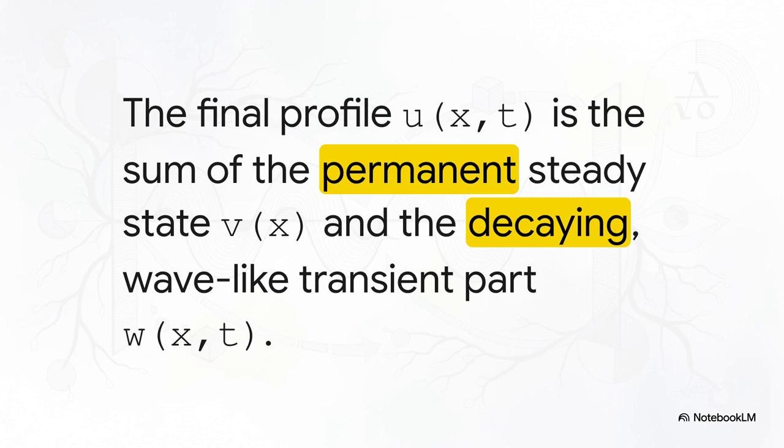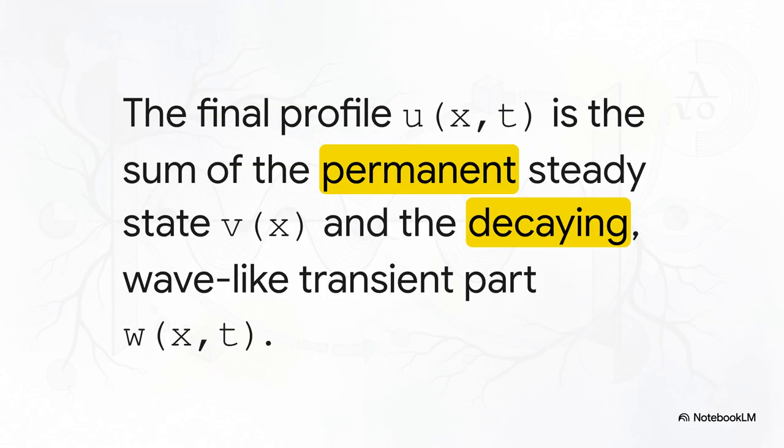So what does that actually mean? It means you should picture that straight, steady state line we found, like v of x equals 2x plus 10. That's the backbone. That's the permanent part of the solution. Then you imagine that wavy, transient solution w of x,t getting added right on top of it. And as time goes on, the height of those waves just shrinks and shrinks down to 0 until all that's left is that permanent steady state line. The transient solution is literally riding the steady state down to equilibrium.